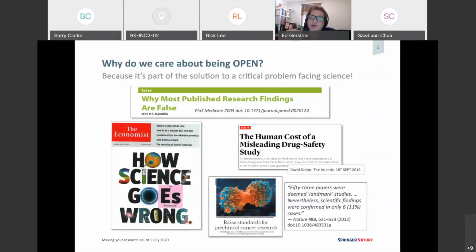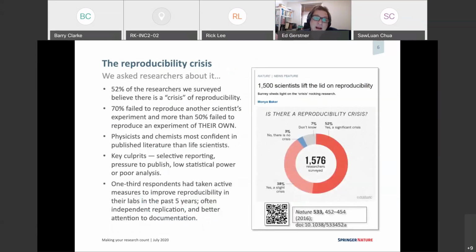But we also believe that more openness is important, because we see it's part of a solution to a critical problem facing science, which is the problem of reproducibility. A lot of what is published can't be reproduced, and that's a real problem, because that calls into question the robustness of the research of what's been published. And it's become known as the reproducibility crisis.